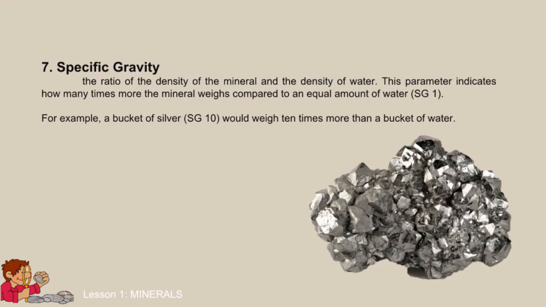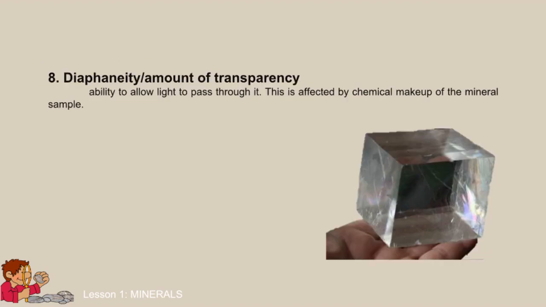Next, specific gravity. It is the ratio of the density of the mineral and the density of water. This parameter indicates how many times more the mineral weighs compared to an equal amount of water, whose specific gravity is 1. For example, a bucket of silver, with specific gravity 10, would weigh 10 times more than a bucket of water.